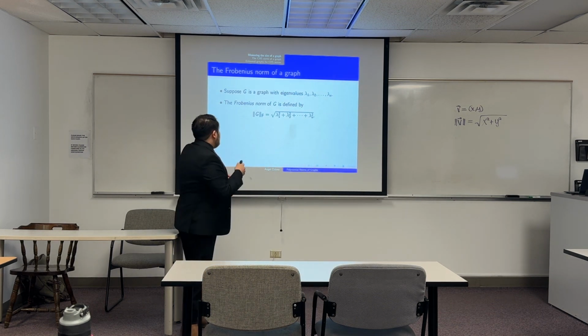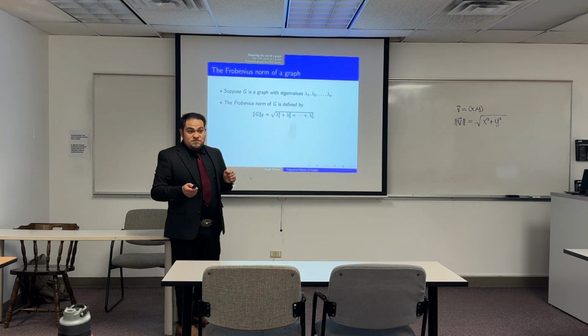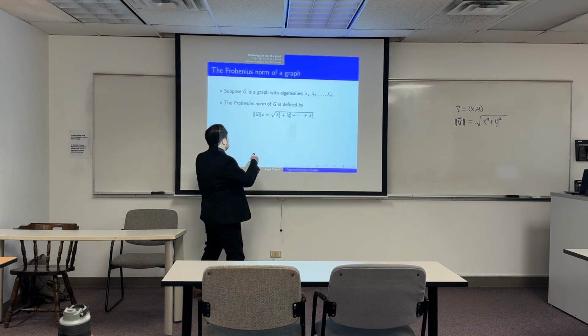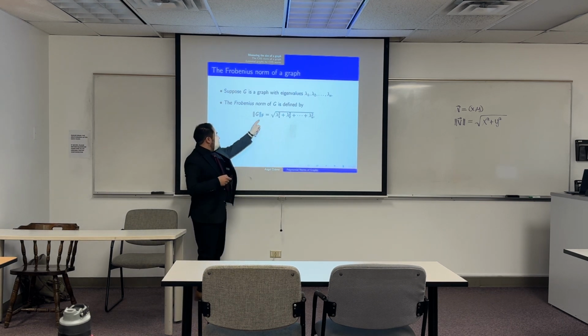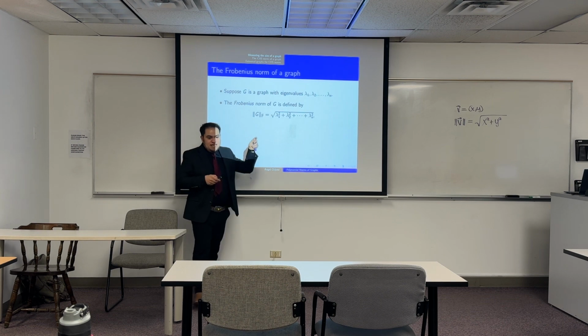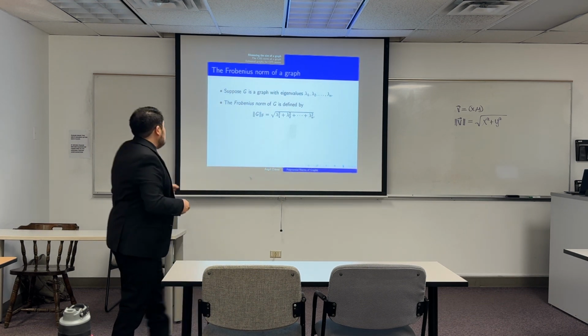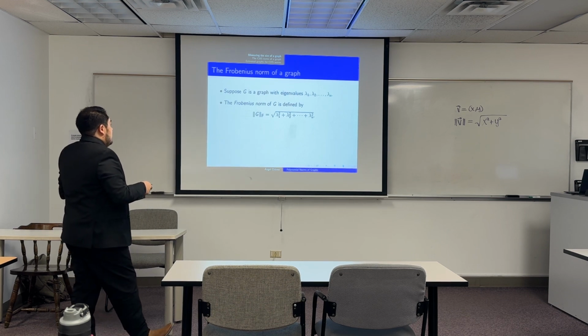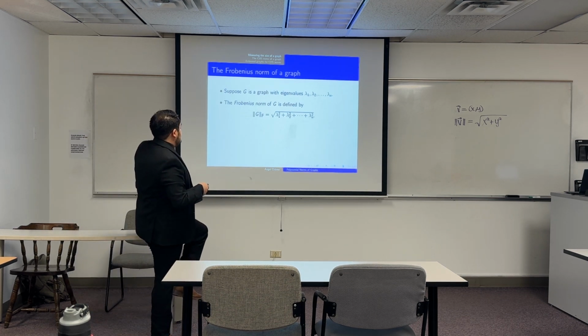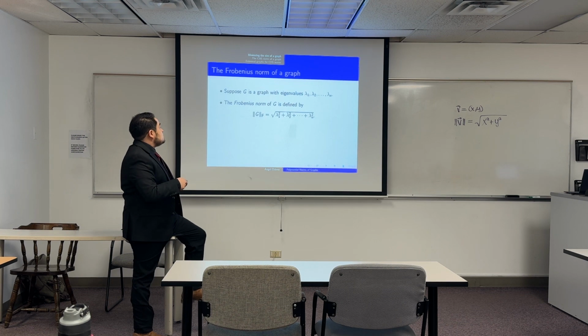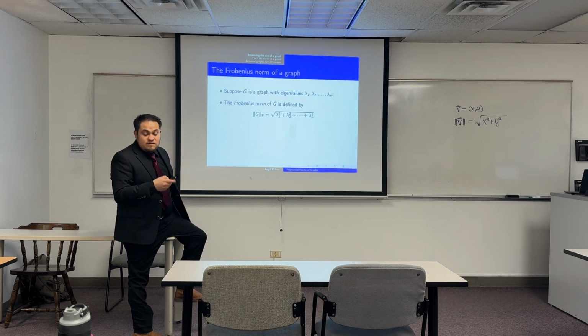Anyhow, the way I define the Frobenius norm of G, and I'm introducing different notation, I'm still using the vertical bars, but now I'm putting the subscript f to denote that it's a different measure of length. It's the Frobenius length. So this Frobenius norm is defined by taking the sum of the squares of the eigenvalues of the graph.